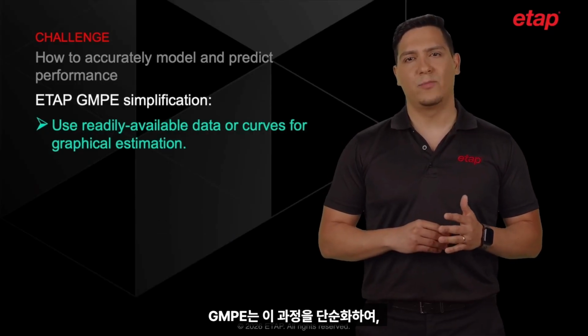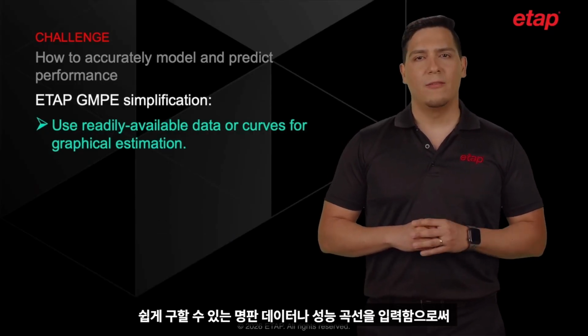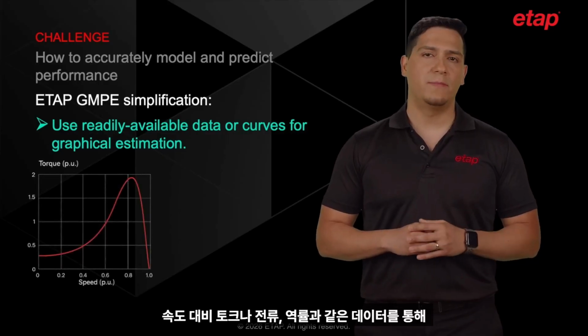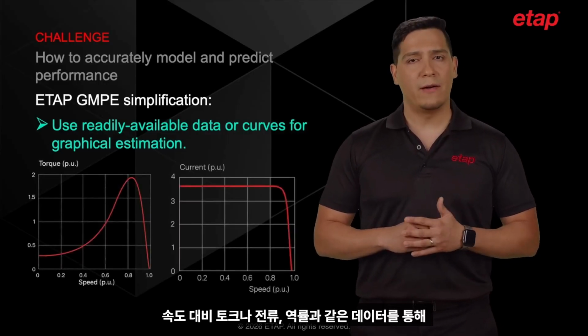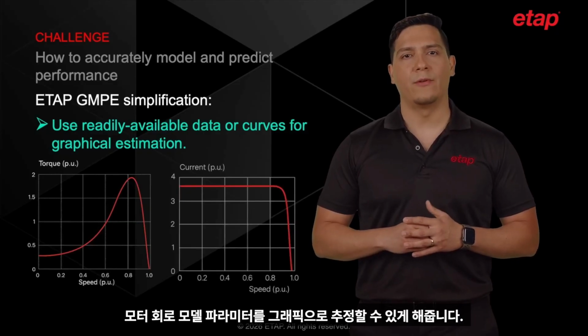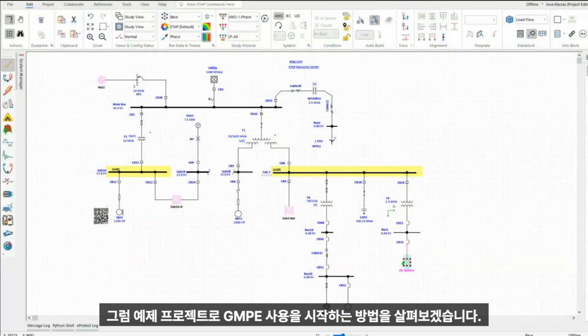GMPE simplifies this process by entering readily available nameplate data or performance curves such as the torque versus speed, current versus speed, and power factor versus speed to graphically estimate the motor circuit model parameters. So let's take a look at how to start using GMPE with an example project.